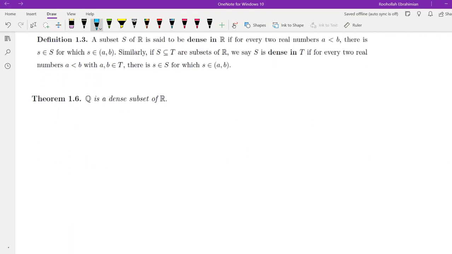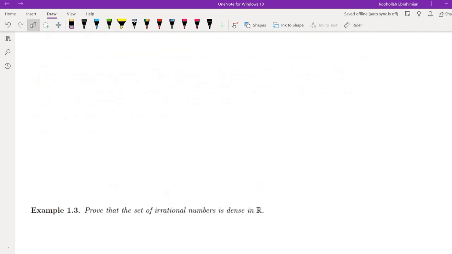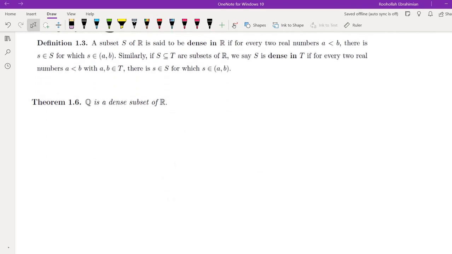Okay, so we're going to move on to the last thing we're going to talk about today, which is on sets being dense. We will talk about what it means for a subset of R to be dense, and then we are going to talk about two examples of sets that are dense inside R.